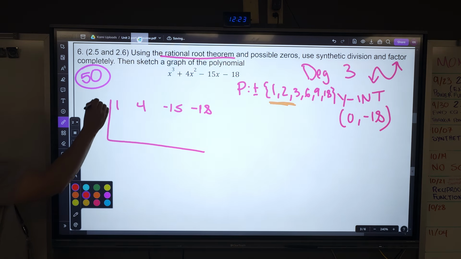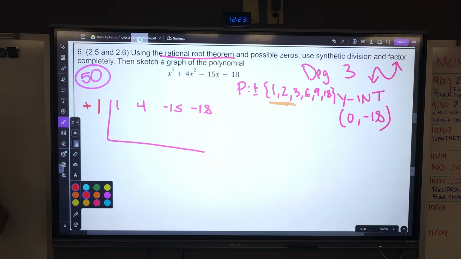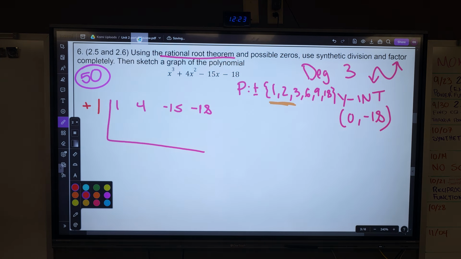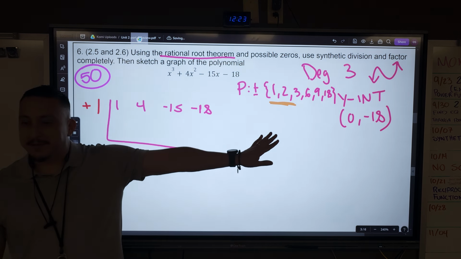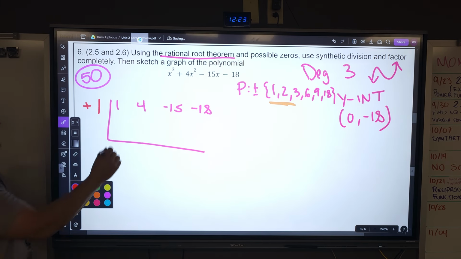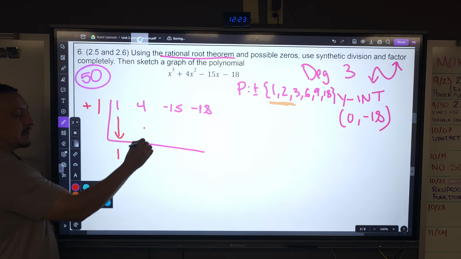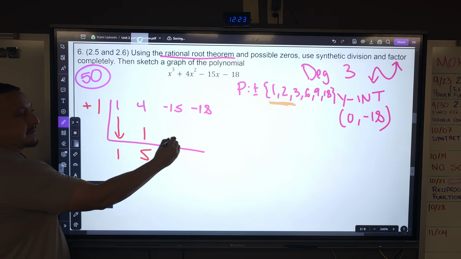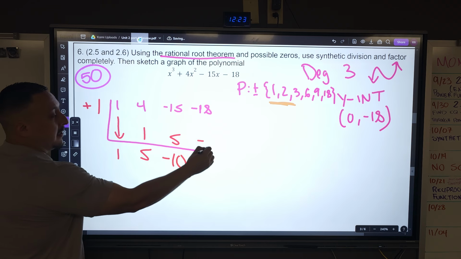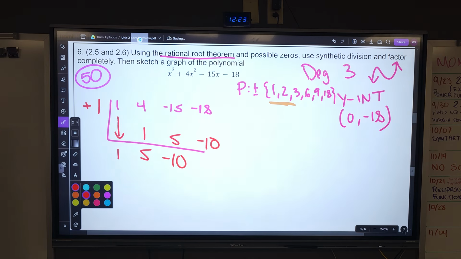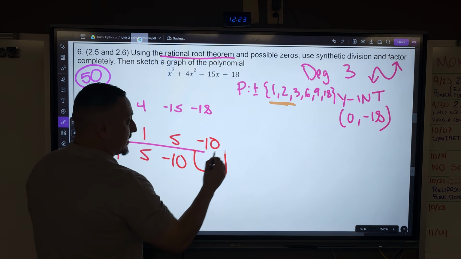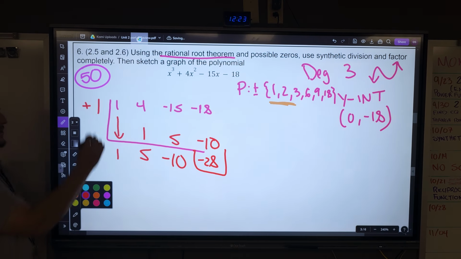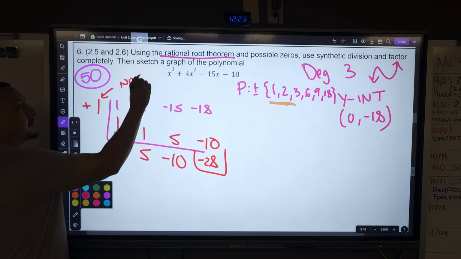So I start with positive 1. I like to start with little numbers, and then negative 1, and then 2, and then negative 2. Everybody good so far with what I'm doing here? Okay, so synthetic division. I'm not going to explain the process because we've done it lots of times, but if you need help, of course, come in for help. Okay, but that is not 0. So this is not a root.